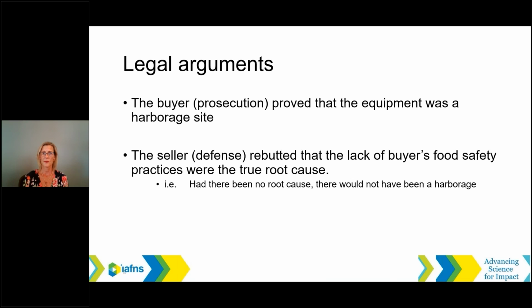So the legal arguments for the buyer, which the prosecution proved, were that the equipment was a harborage site. And the seller rebutted that the lack of the buyer's food safety practices was the true root cause. Had there been no root cause, there wouldn't have been a harborage, was the argument that the seller made. Next slide, please.